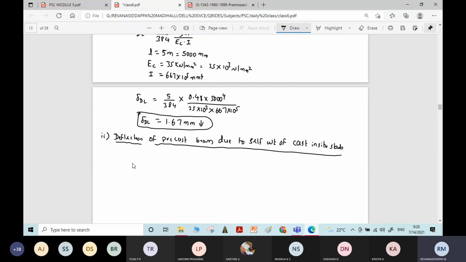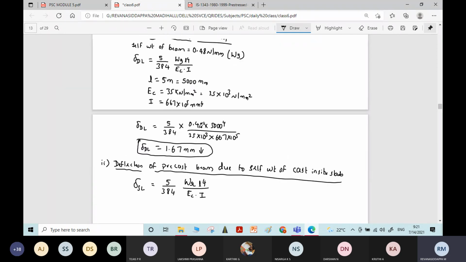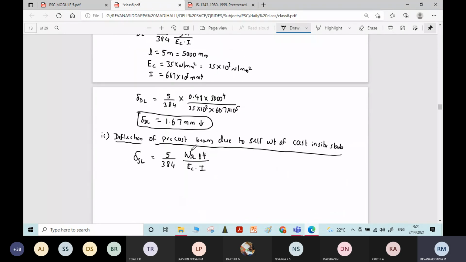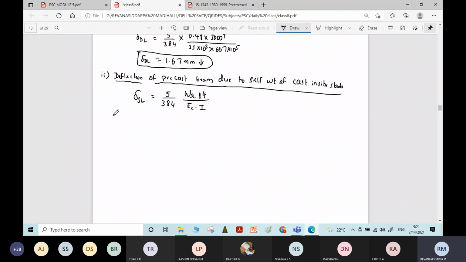Now we are finding deflection of the beam due to self weight of the slab. I will call it as delta SL, is equal to 5 by 384 into WSL L raised to 4 divided by EC into I. In place of WG, you need to substitute self weight of the slab. That's it.